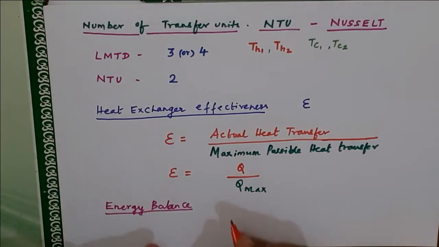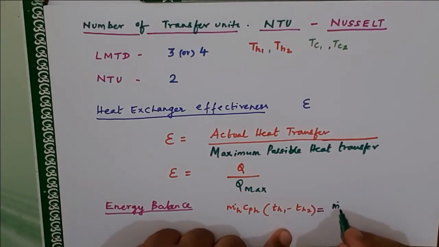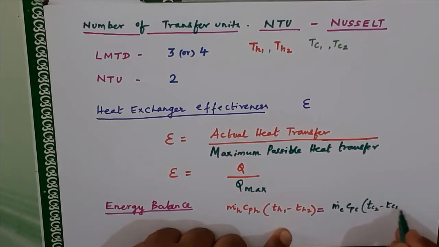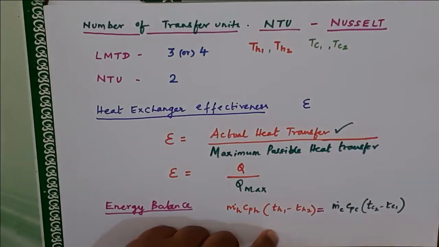It is nothing but m dot h, mass flow rate of hot fluid, CPH, heat capacity of hot fluid, into temperature drop of hot fluid, which is equal to the energy gained by the cold fluid. So mass flow rate of cold fluid, specific heat of cold fluid, then the temperature rise of cold fluid, Tc2 minus Tc1. So either use this equation or this equation. This will give you the actual heat transfer.